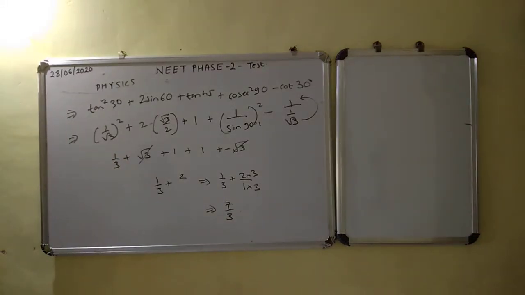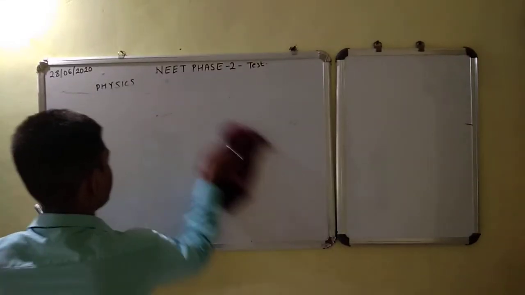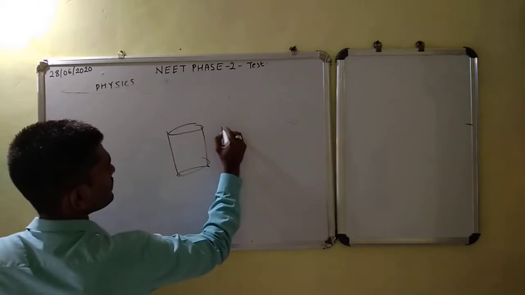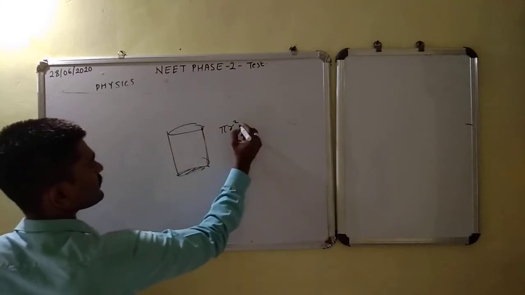Yes, next question. Find the volume of the cone. The volume of a cone is one-third the volume of a cylinder. Always remember, this is the cylinder. The cylinder's volume is how much? Pi r squared, which is the area of the circle, into height. Area into height is volume.